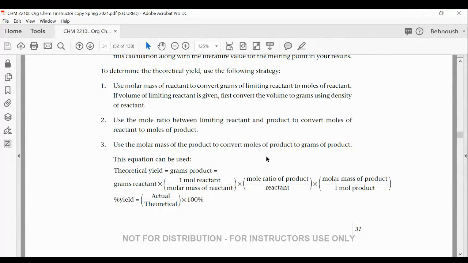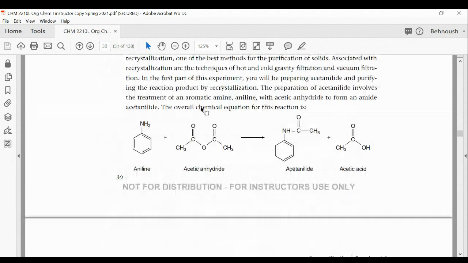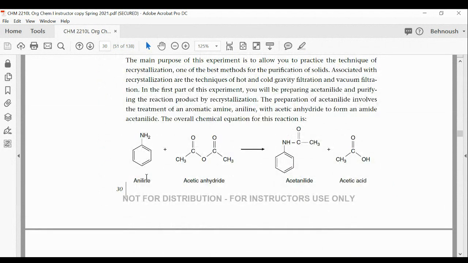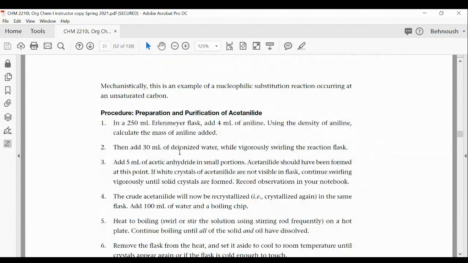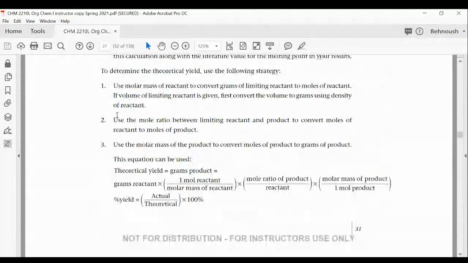I'm sure this is a question, so I'm going to answer it now. To determine the theoretical yield, you are going to need the mass of the reactant. In this case, your reactant was liquid. So Google the density for aniline. If the density for aniline is not given here, no, it's not given, so you have to search for it, because your aniline is a pure compound. Then use the 4 milliliters times the density, and that gives you the mass for the reactant.